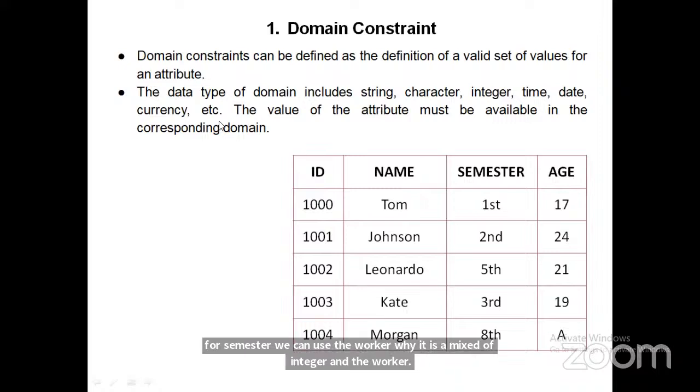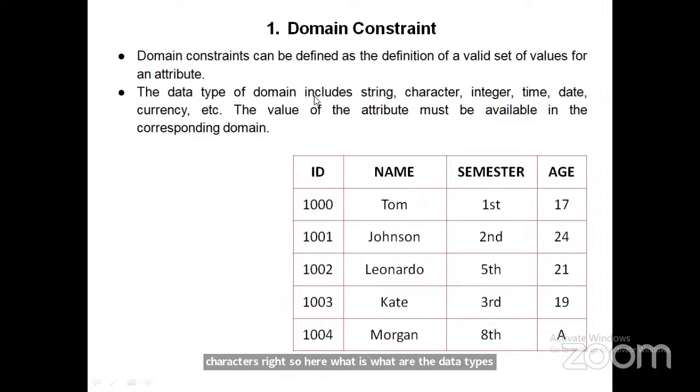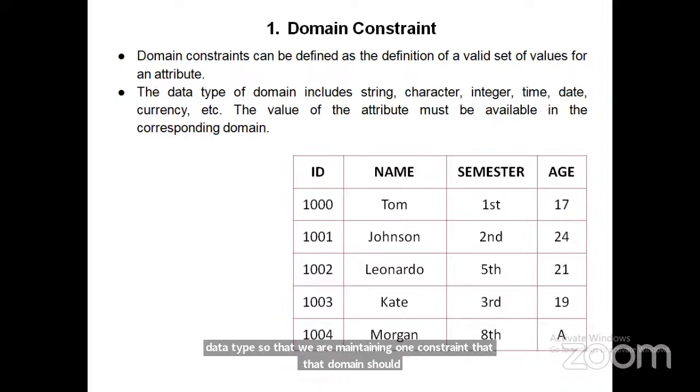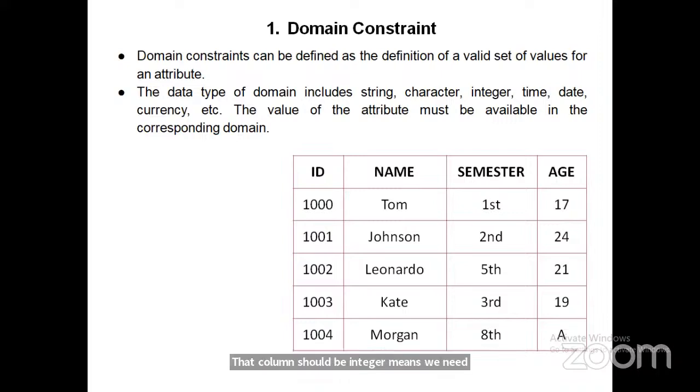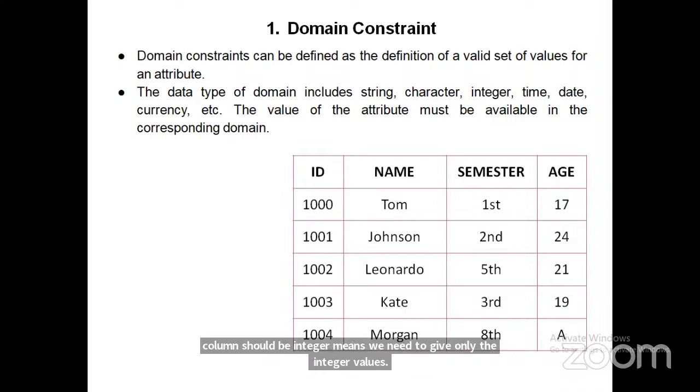So the data types of a domain include string, character, integer, time, date, currency, all those things. They come under a data type, so that we are maintaining one constraint: if that column should be integer, we need to give only integer values. If we are declaring character, we need to give only character values.